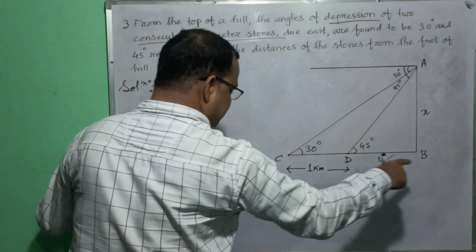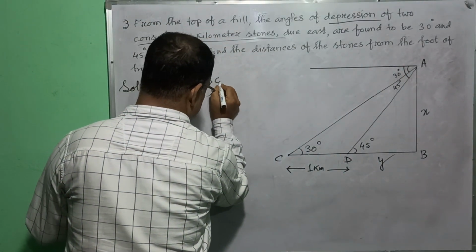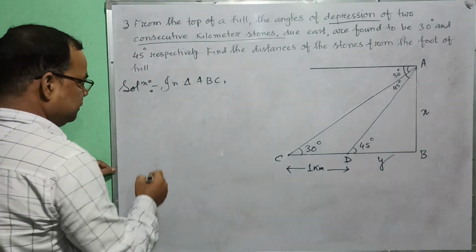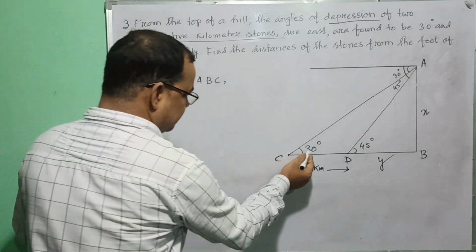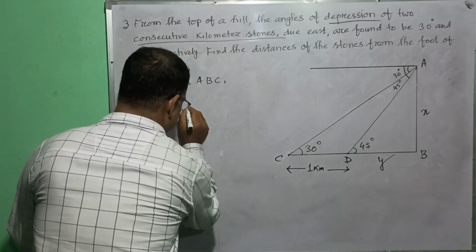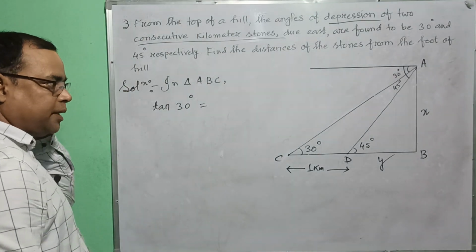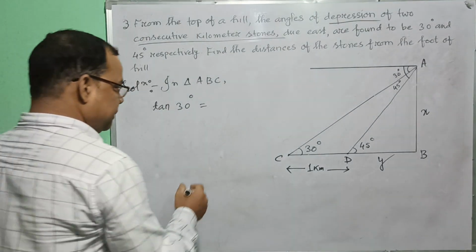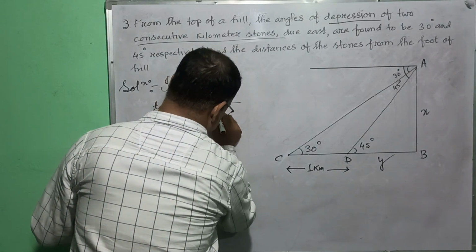We can take ACB or ABC. In triangle ABC, the angle given is 30 degrees. So we'll write tan 30 degrees equal to P by H. So here it is AB by BC.